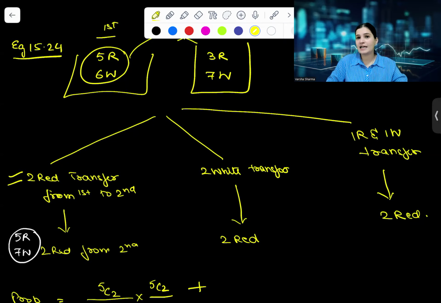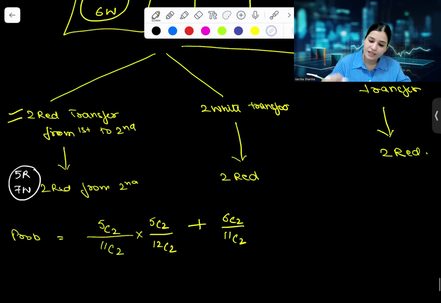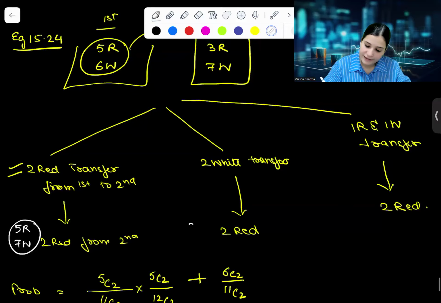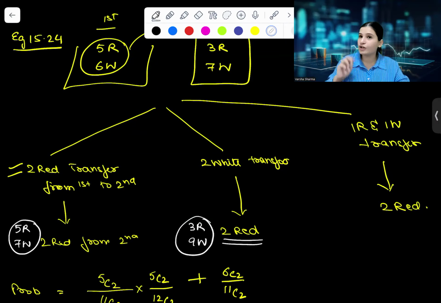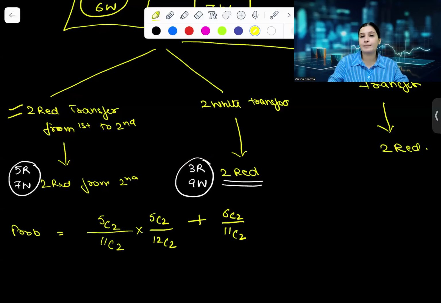From the first bag, transfer two white. Clean slate, new start. 6C2 by 11C2. Once you have transferred, the second bag will now contain 3 red and 9 white. What do I need to draw? I need to draw two red only. So from the second bag now, draw two red balls.